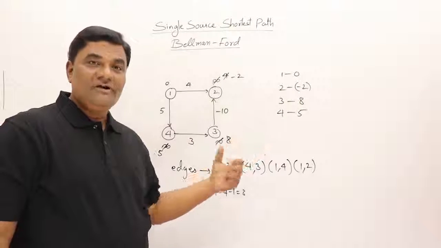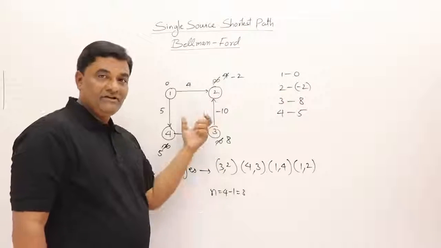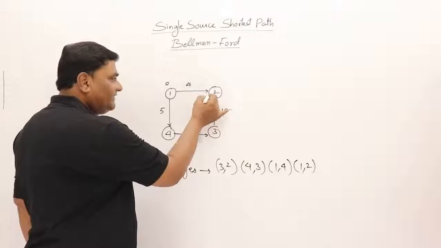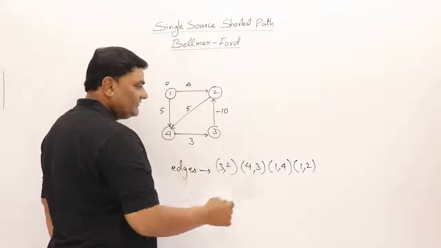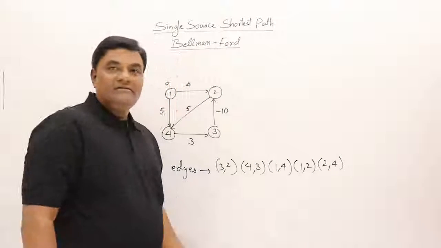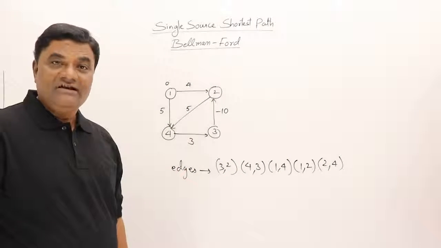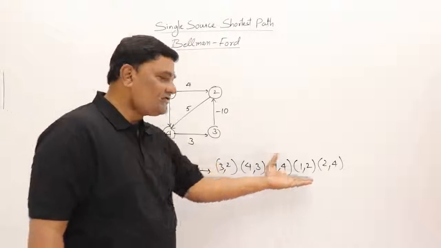Now let us see the drawback of Bellman-Ford. I will take the same graph, but with a small change. The same graph, I will add one more edge, that is 2 to 4, and I'll make it 5. So this is 2 to 4. Now let us relax them. I have to relax them 3 times. So quickly I will do it because already till here I was doing it.